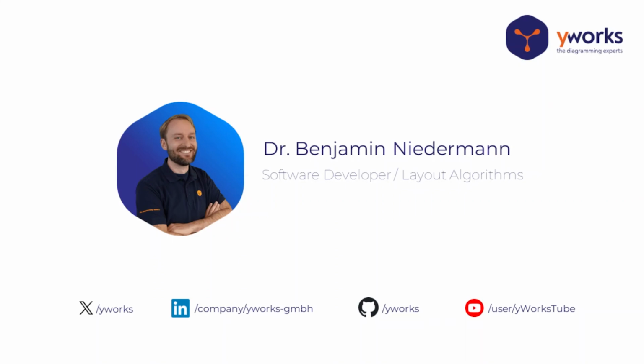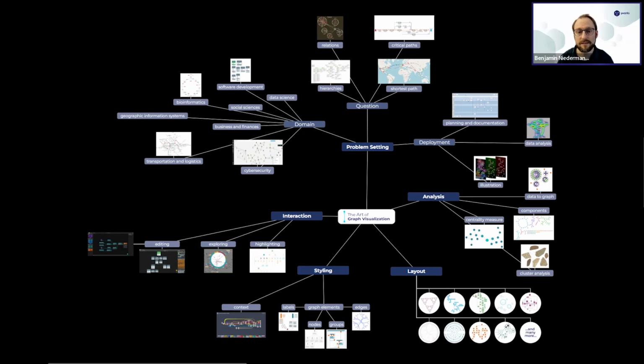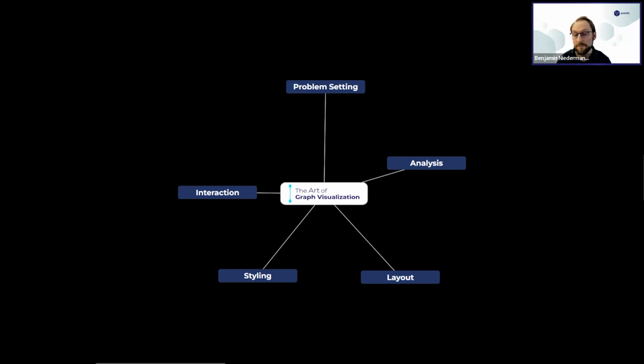In this series, I show you how to create graph visualizations for your connected data that are not only beautiful, but also meaningful and useful. And with meaningful and useful, I mean that you can actually get new insights from these graph visualizations for your connected data. In the very first episode of this series, I gave a broad overview of the most important aspects about creating graph visualizations, including the problem setting, the analysis, the layout, styling, and interaction.